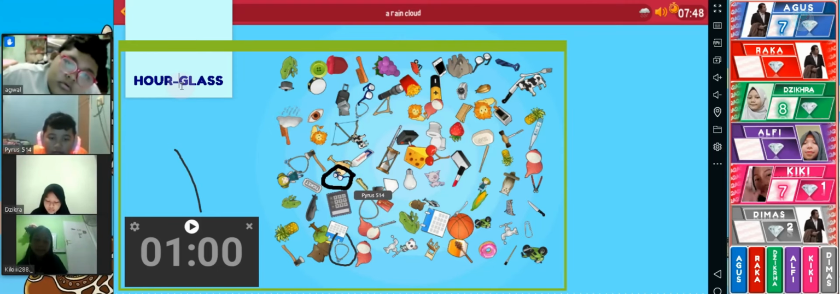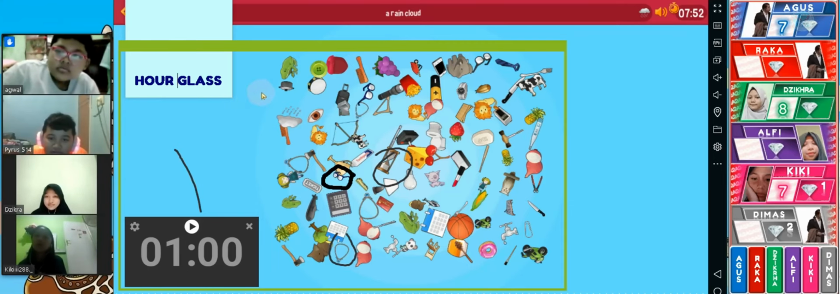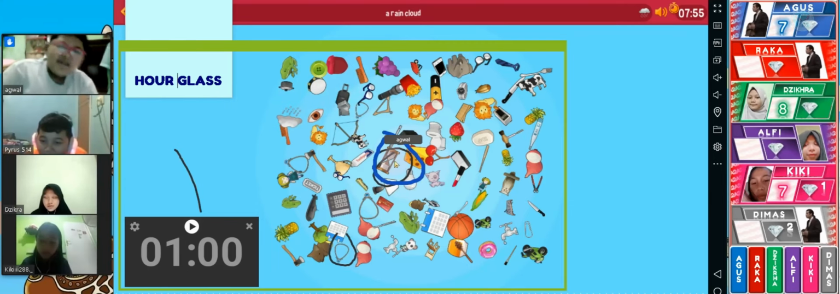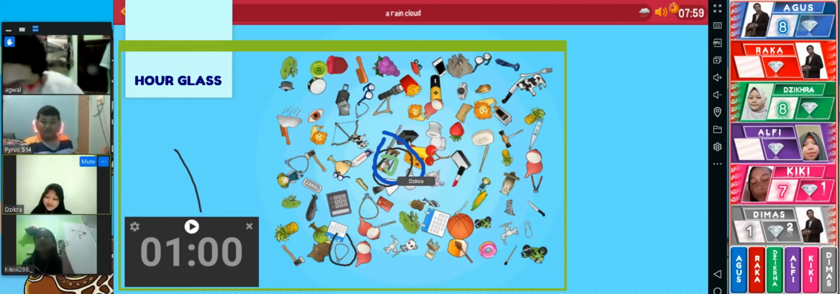Hourglass. Or glass. Hourglass. Oh, thank you. That's eyeglass. That's eyeglass. Oh, that's it. Awal and Agus. Sorry, Agus and Dimas. Awal and Agus.